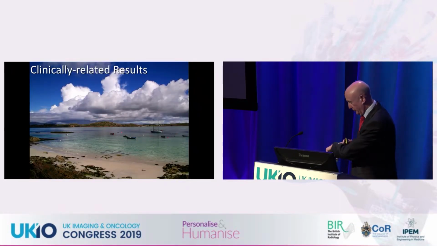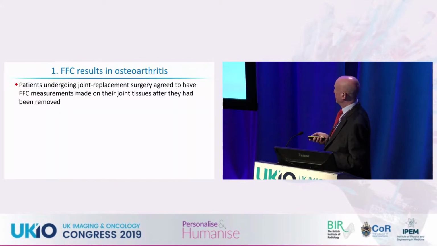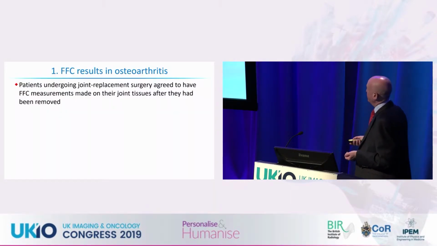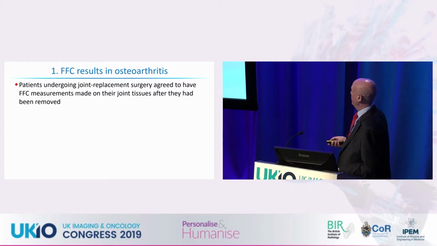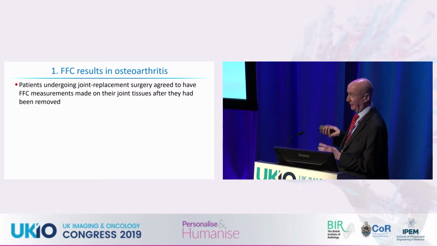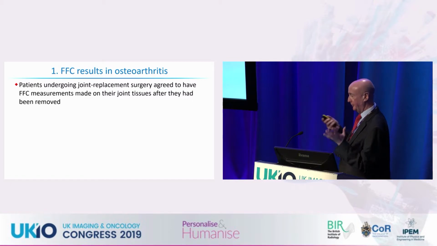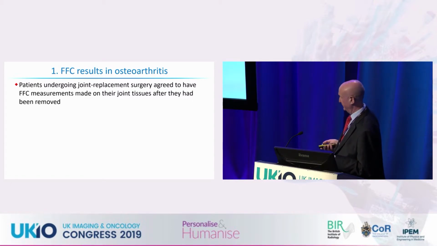So I'd like to explore now some clinically related results from our system. The first clinically related results I'd like to look at are in osteoarthritis. So here, patients undergoing joint replacement surgery agreed to have FFC measurements made on their joint tissues after the tissues had been removed. So after surgery, they agreed that their tissues would be examined by fast field cycling methods.